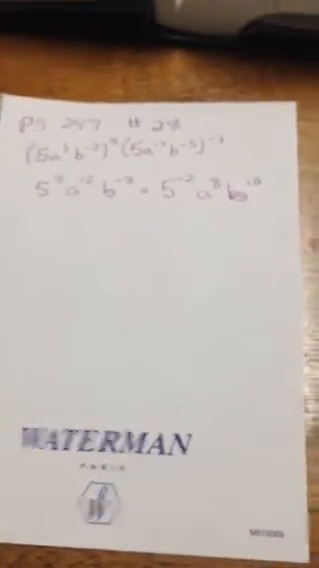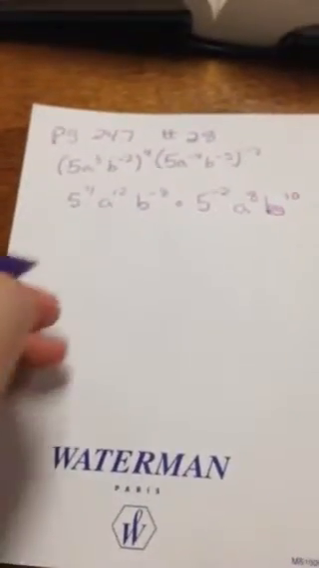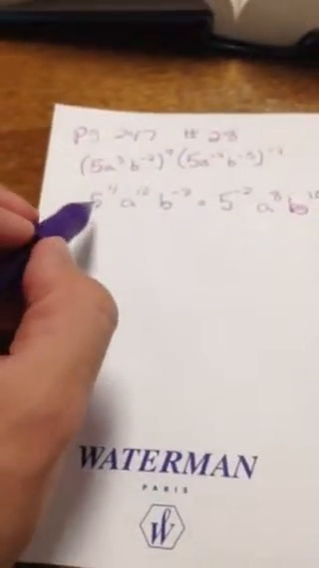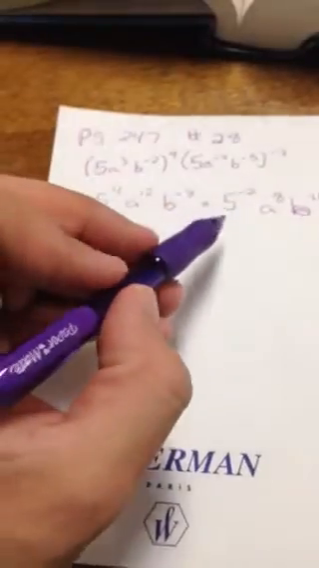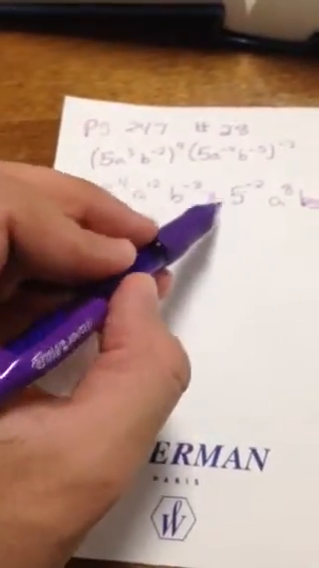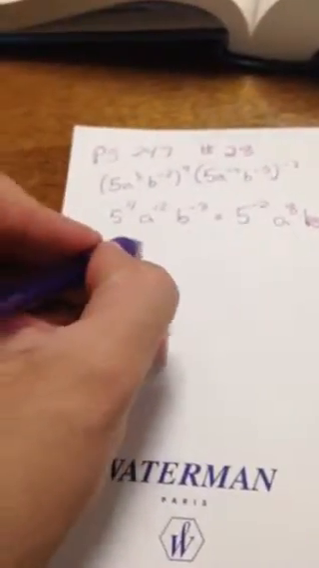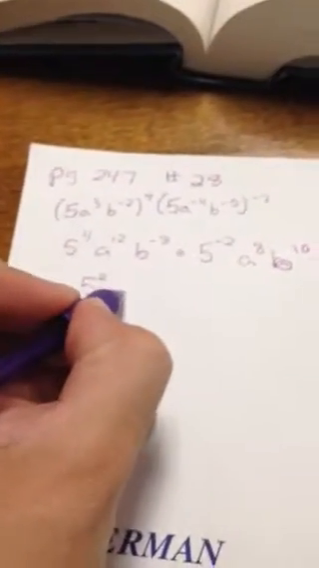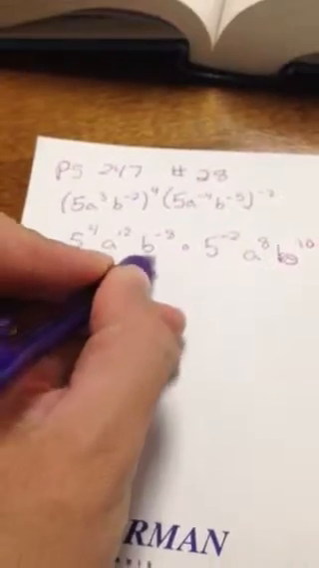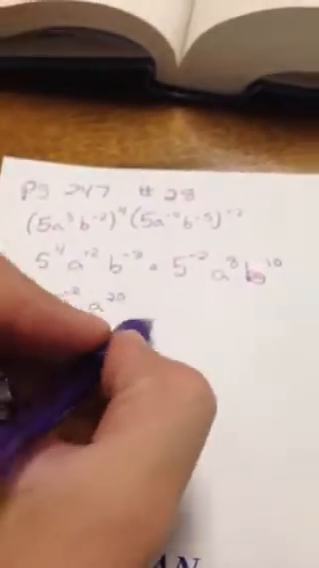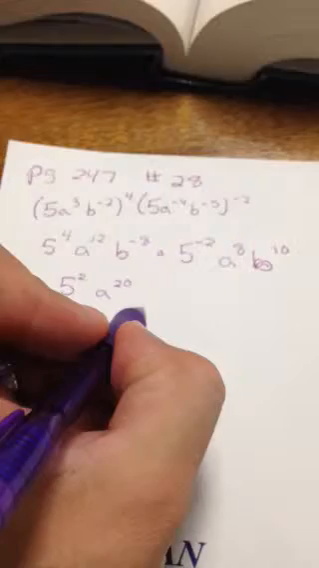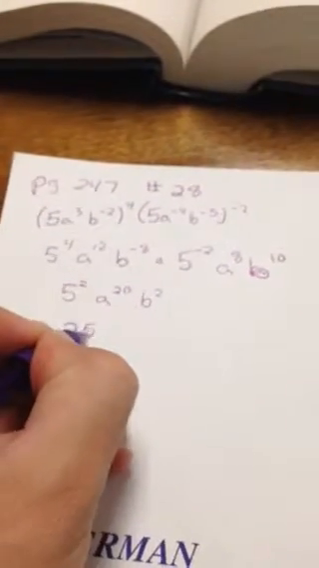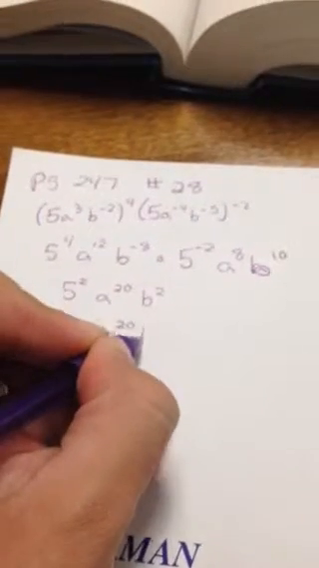Now, since they're multiplying, when we multiply, we add the powers. So it's 5 to the fourth times 5 to the negative second. That's 5 multiplying by itself, and this is 2 5s being divided. So that becomes 5 to the second here. We have a to the 12th times a to the 8th is a to the 20th. And b to the negative 8th times b to the 10th is b squared. Leaves us with 25 a to the 20th b squared.